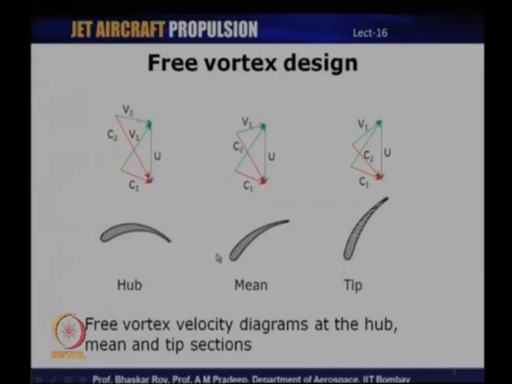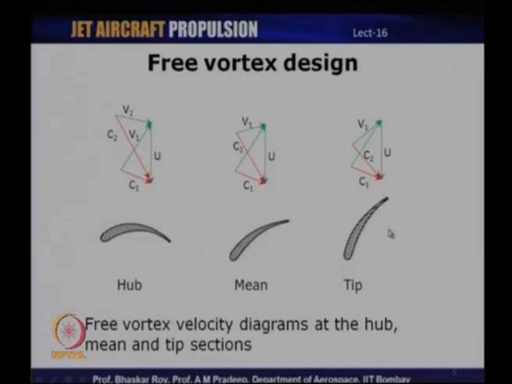And if we try to maintain R times Cw a constant, we can see that the blade cross section, the orientation of the blade itself changes drastically as we move from the hub towards the tip. We can see the velocity triangles at the mean and also at the tip. So, what you notice is that if we were to stack these different cross sections from the hub all the way to the tip, you can clearly see that the blade is going to be twisted.